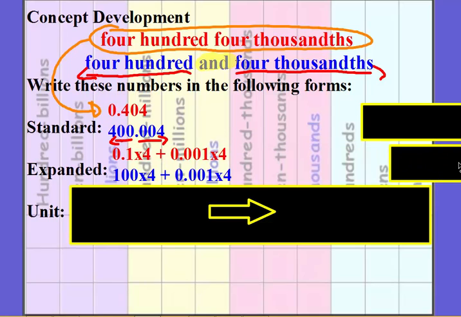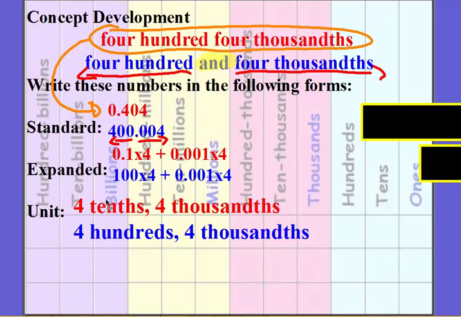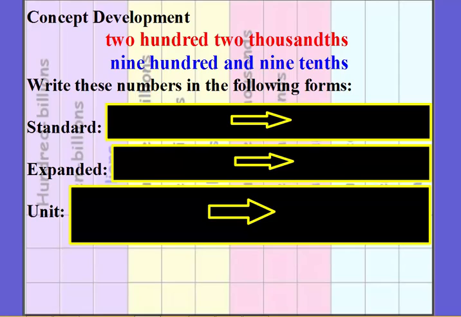So now I'm just going to do the same thing with expanded. This is 4 times 1/10 plus 4 times 1/1,000. This one's slightly different because it's 4 times 1/100 plus 4 times 1/1,000. Then my unit form for the red problem is 4 tenths, 4 thousandths, whereas my blue number is 4 hundredths and 4 thousandths.